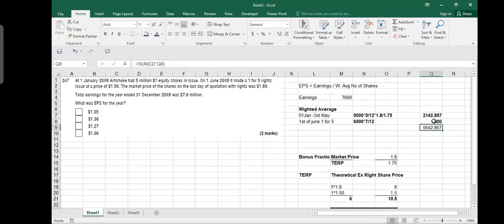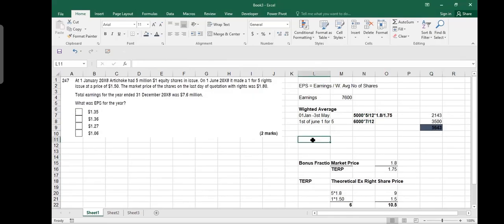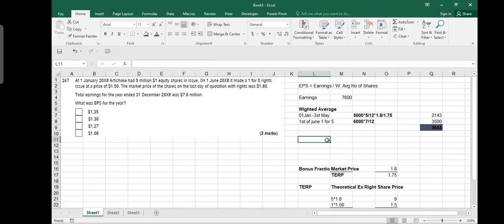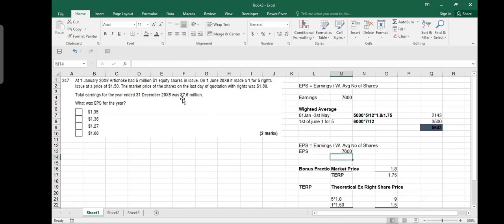So your weighted average number of shares will be 5642 or whatever it is. 5643, wait a minute, I will explain. Your weighted average number of shares is 5643. And now you have to calculate your EPS. Of course, that's a 2 marks question, by the way. I'm spending a lot of time because I'm also explaining the concept. Your earnings are 7.6 million, as given in the question, and 7.6 million earnings divided by this weighted average number of shares gives your EPS, which is 1.34 or whatever, 1.35.